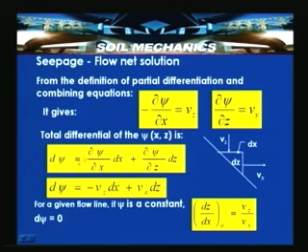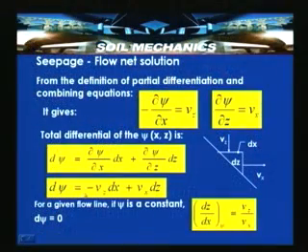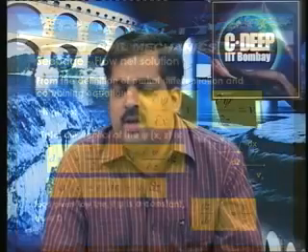So, we can write now, by substituting for minus ∂ψ/∂x is equal to Vz, ∂ψ/∂z is equal to Vx, the total differential of ψ(x,z) as dψ is equal to minus Vz dx plus Vx dz. So, for a given flow line, if ψ is constant, then dψ is equal to 0.